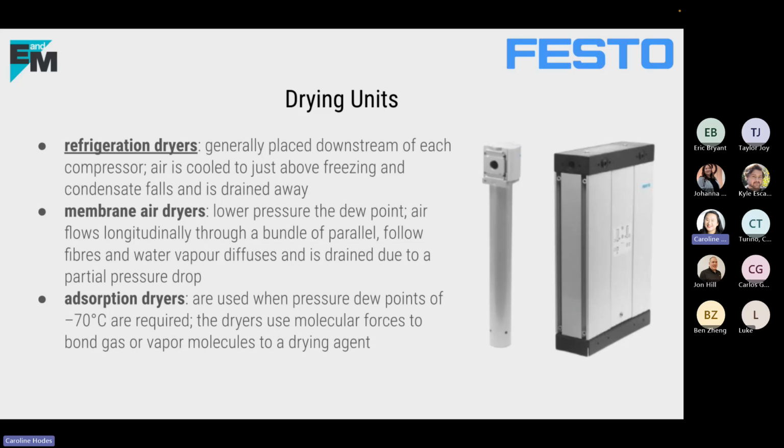And then lastly, the absorption dryers are used when dew points of -70 degrees Celsius are required. And those dryers use molecular forces to bond gas or vapor molecules to a drying agent.